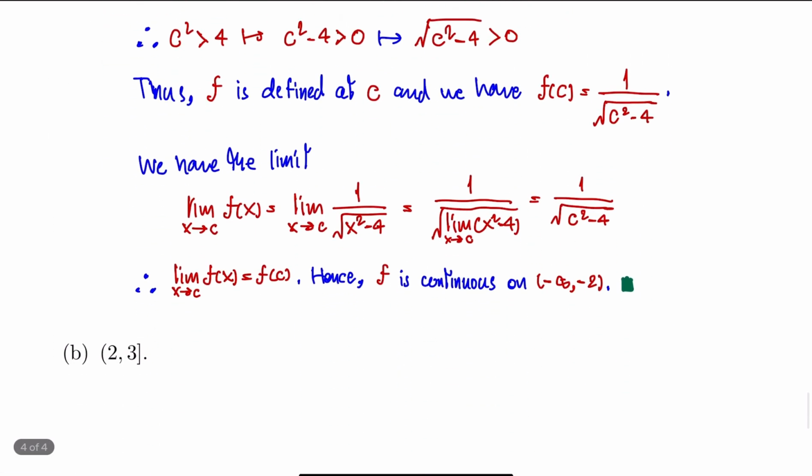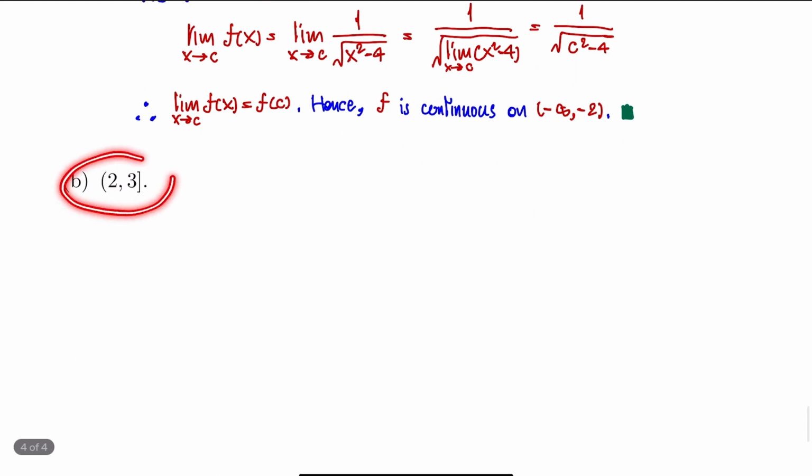Now let's go to this interval. This interval contains all the numbers that are greater than 2 but less than, oh sorry, this is 2, but less than or equal to 3. Okay, so now let's show that.